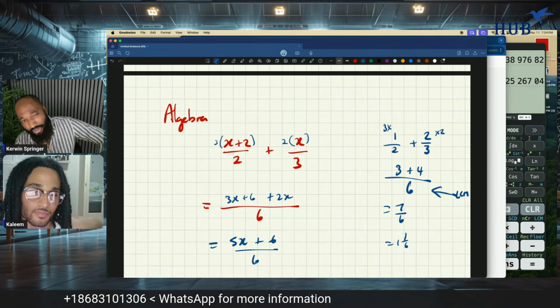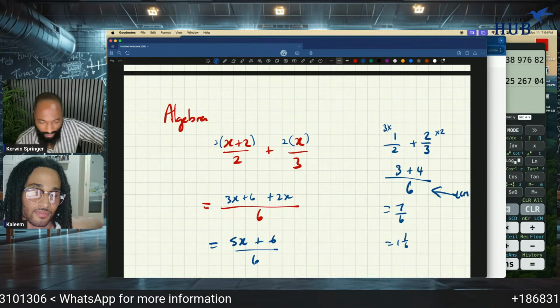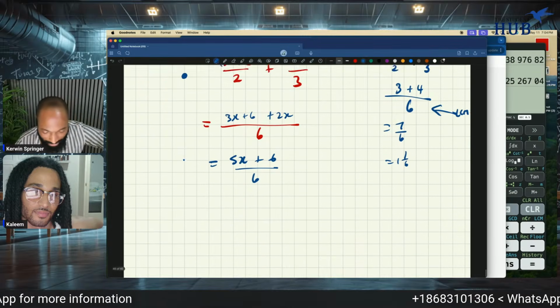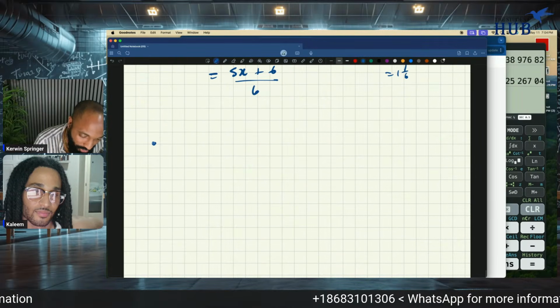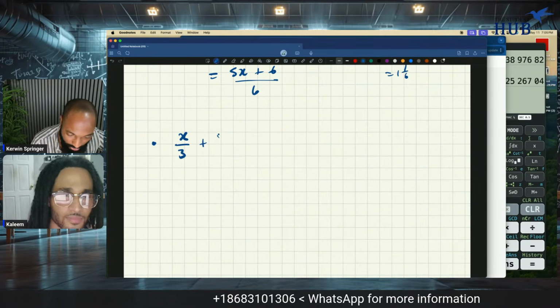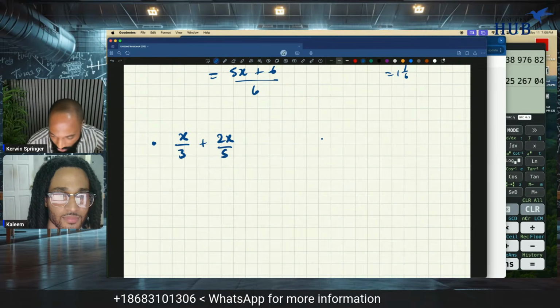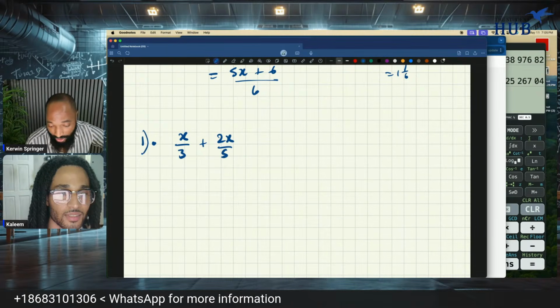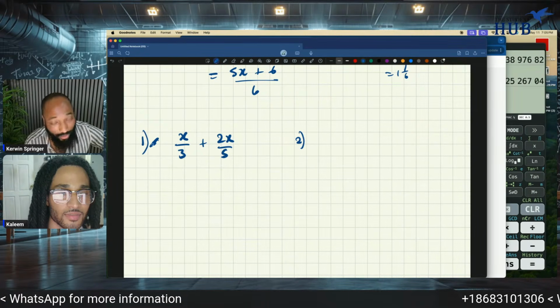Now this could come a bunch of ways. So Kalim, you will be the person to tell me if it's easy or hard. Let's see what's going on here. Let's say I have x over 3 plus 2x over 5. Can you do that? That's question 1. Everybody. Kalim, if you have pen and paper, you can start now.